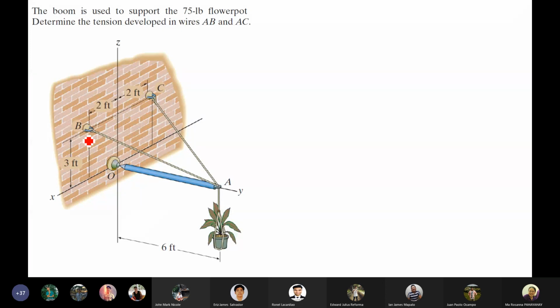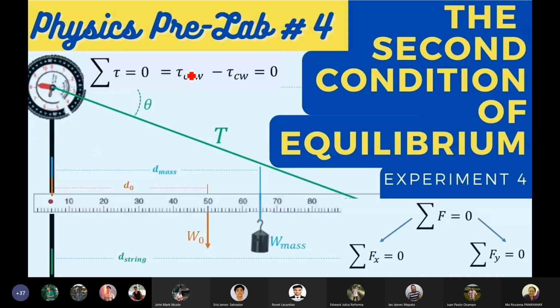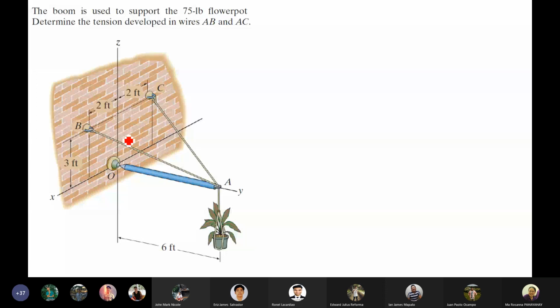Okay? Just like here, previously in your experiment, pinapahanap din sa inyo yung tension of the string of this system. Okay? What is the tension of the string of this system para masupport niya yung bridge nyo na merong mass. Okay? So that is the system. Ganun din ang ating hahanapin dito. Pero medyo mas mahirap lang siya kasi meron tayong dalawang string at naka 3D dito.